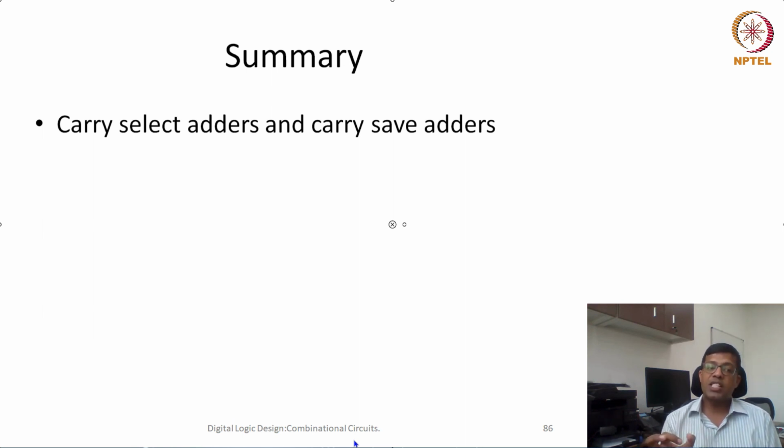But this case is very selective, whenever we are adding multiple operands. We'll see in our next lecture what the most common use case of these carry save adders is, or when we require to add multiple operands at the same time.